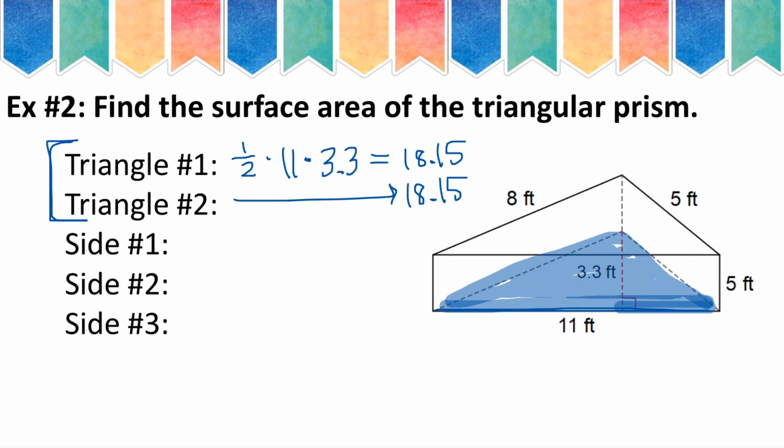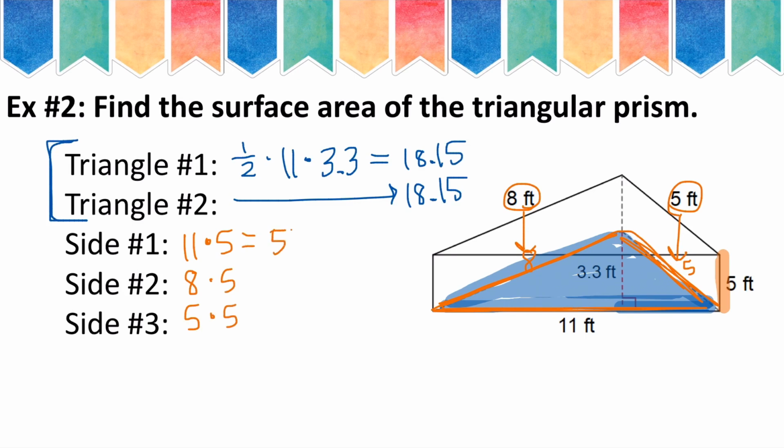Now for my 3 sides. I take my triangle, and those 3 sides, each number is going to go as one of my sides. So because up here is 8, that means this one's also 8. Same with this 5. So the 3 sides of my triangle are 11 along the base, 8, and 5. And each one of these is going to be multiplied by the height of the prism. So I'm going to multiply each one by 5.